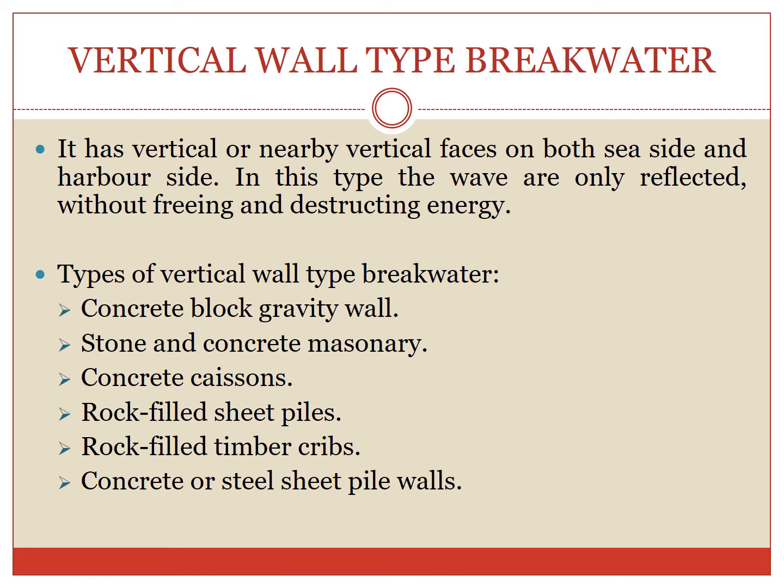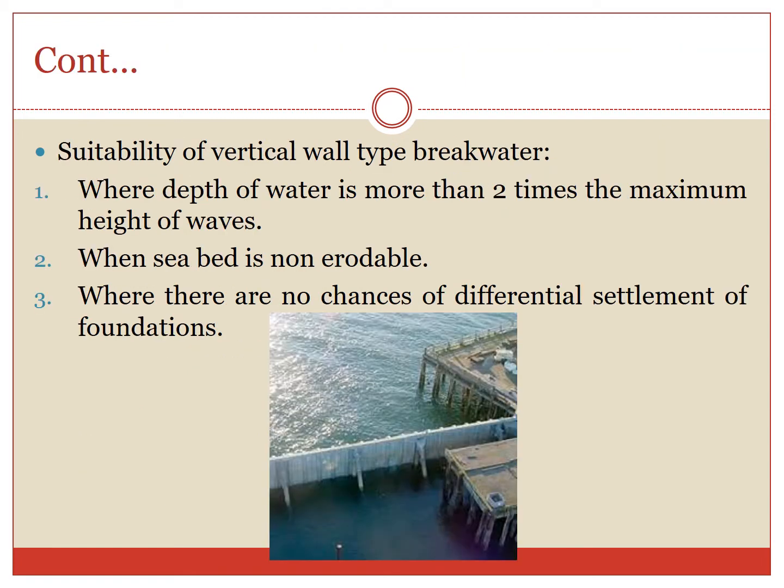So there are many types of vertical wall breakwater. They are concrete block gravity wall, stone and concrete masonry, concrete caissons, rock-filled sheet piles, rock-filled timber cribs, and concrete or steel sheet pile walls. So these are the many types of vertical wall type breakwater. Now, as you can see in this figure, this is the wall constructed. This is known as vertical wall breakwater.